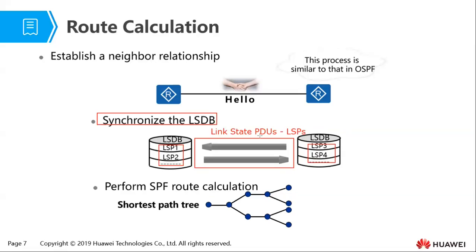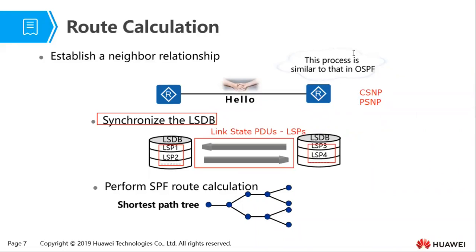Now, in order to exchange these LSPs, IS-IS uses two types of packets, what we call CSNP and PSNP. I'm going to tell you about CSNP and PSNP in a short while. But they're the ones that are used to exchange and carry link state information and the LSPs.